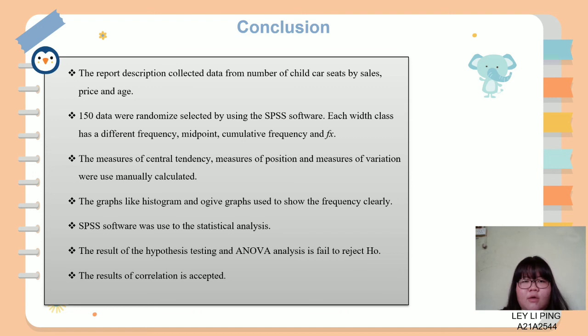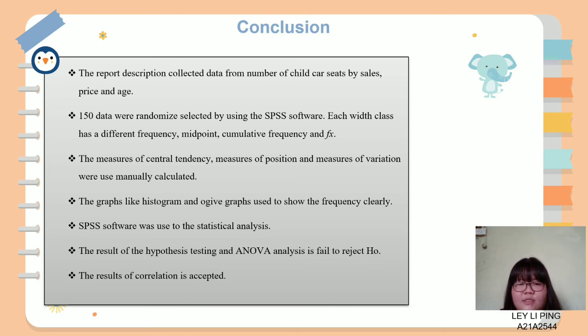Conclusion. The report describes data collected on the number of cars, classified by sale price and age. 115 data points were recorded and analyzed using the SPSS software. Each class has a different frequency, midpoint, cumulative frequency, and relative frequency. The measures of central tendency, position, and direction were manually calculated. Graphs like the histogram and ogive were used to show the frequency variation. SPSS software was used for the statistical analysis.